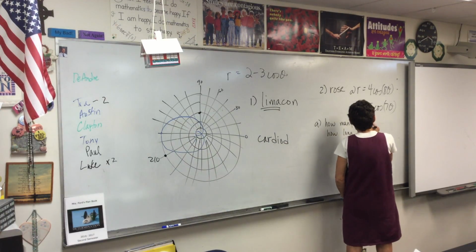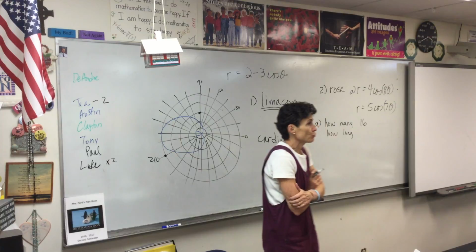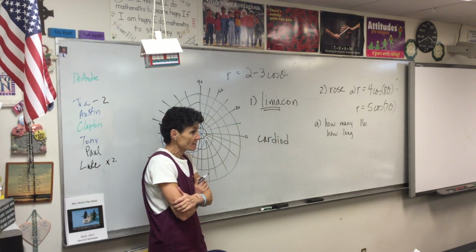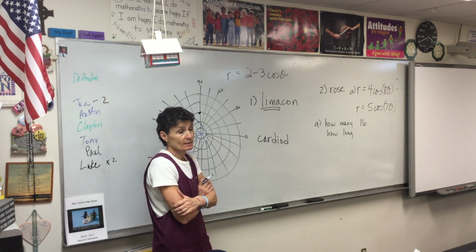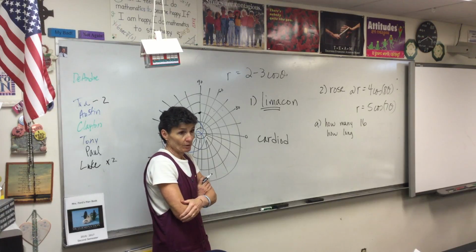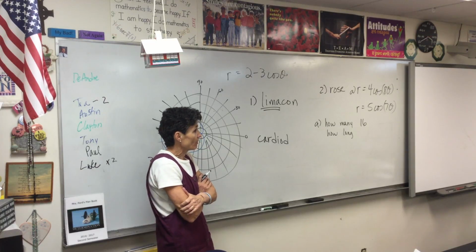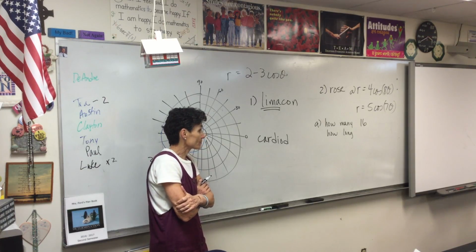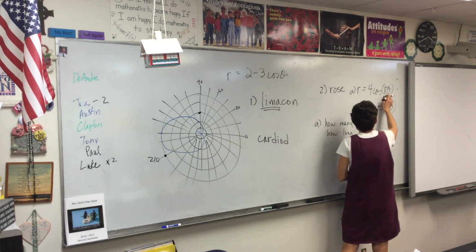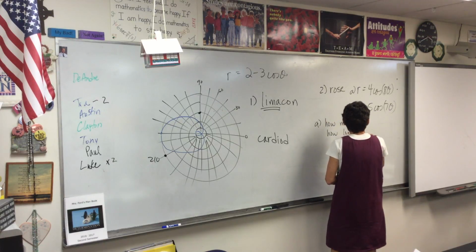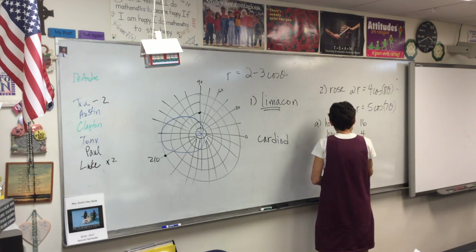Why are there 16 leaves? Because the coefficient on theta controls the number of leaves. If it's an odd number, that's how many leaves there are. If it's an even number, there are twice that many, right? So 8 is an even number, so there are 16 leaves. How long are they? 4. That number tells you how long they are. So for B, how many?